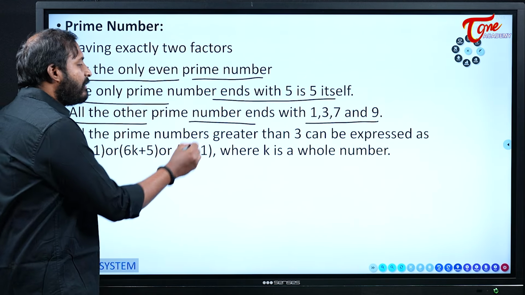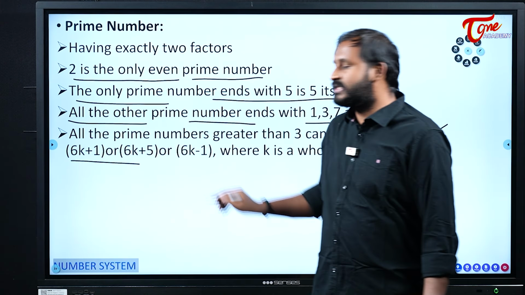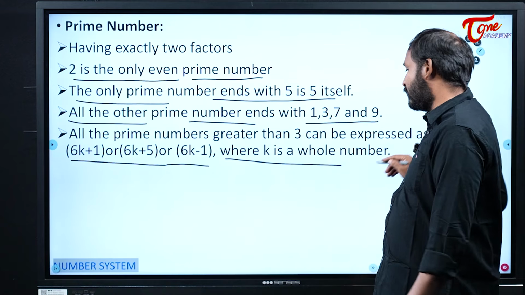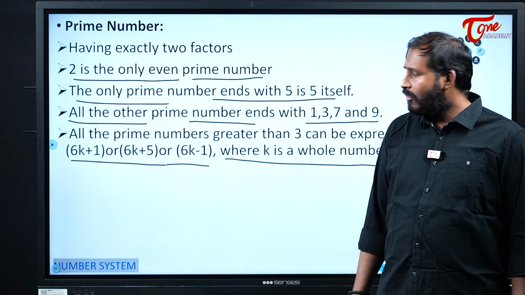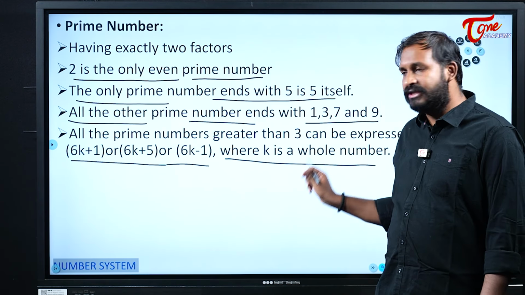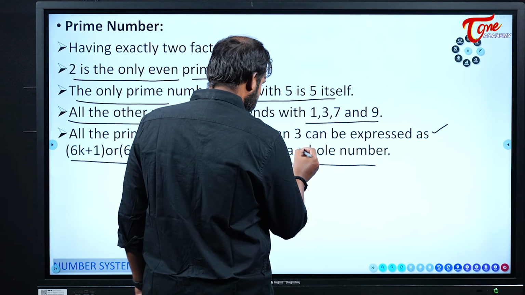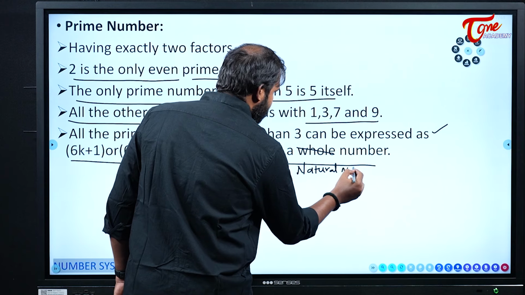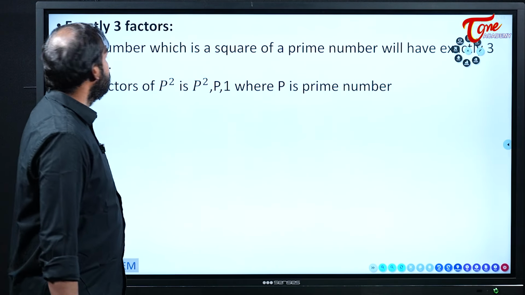Next, all the prime numbers greater than 3 can be expressed as 6k plus 1 or 6k minus 1, where k is a whole number. So, all the prime numbers greater than 3 can be expressed in this form. Okay, right. Next one.